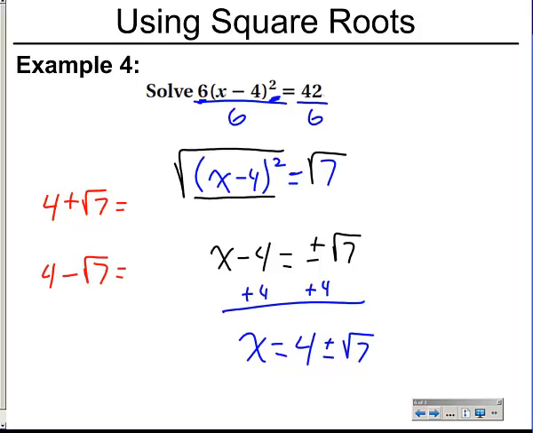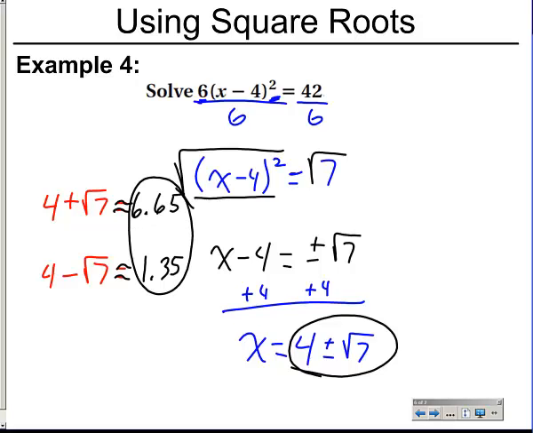The only way you can really estimate that is to use a calculator. So I'm going to go ahead and use a calculator and estimate those two. According to the calculator, when I do 4 plus the approximation of the square root of 7, I get 6.65. And when I do 4 minus that same number, I get approximately 1.35. So it's possible to leave your answer like this, but if you need closer approximations, then you might want to put the answer like this.